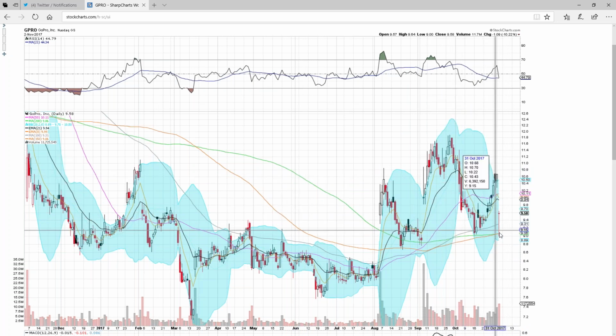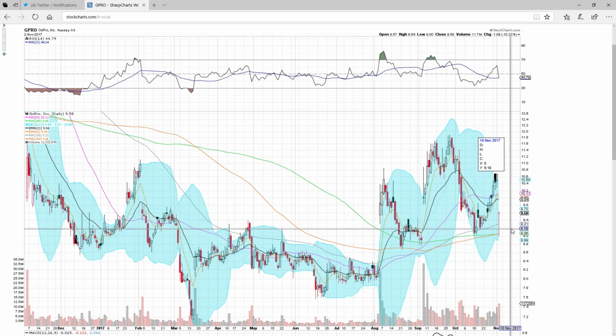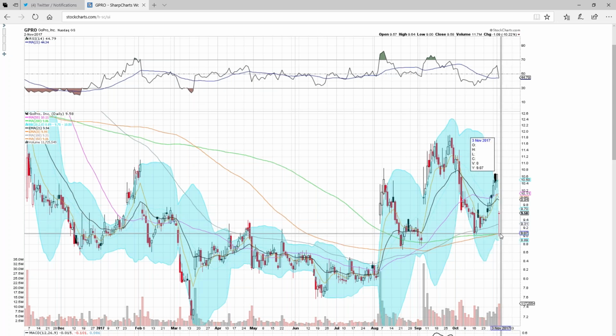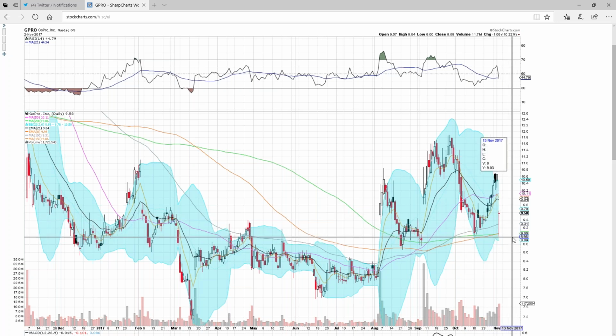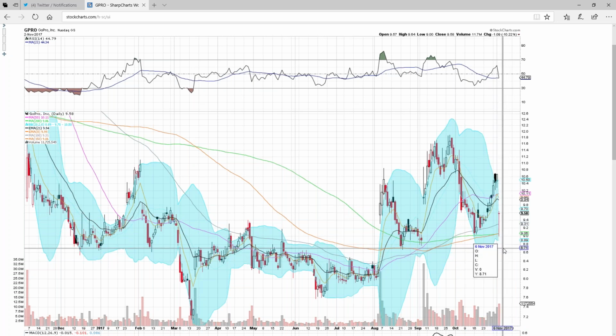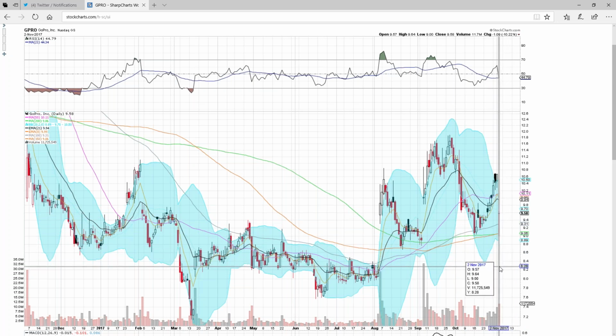So the chart right now, you got to give it a couple of days after earnings to let it settle out to see what it does. 9 area is support. It needs to be able to hold that. If it can't hold 9, then you're going to fill the rest of this gap below it down to 8.28.